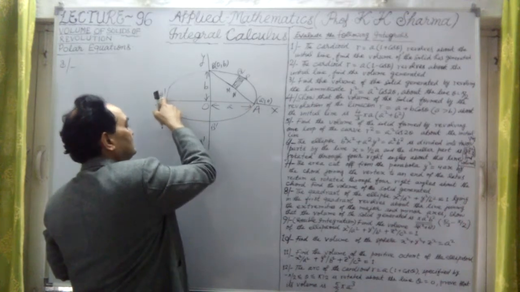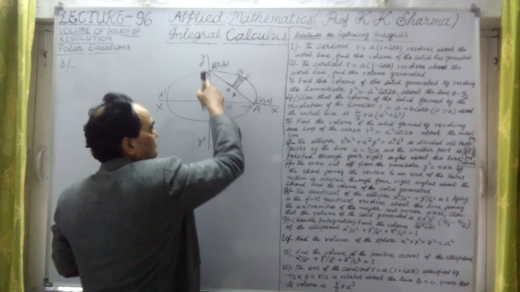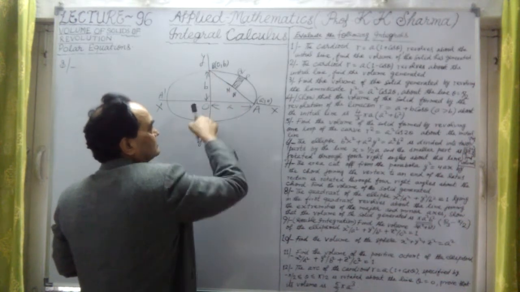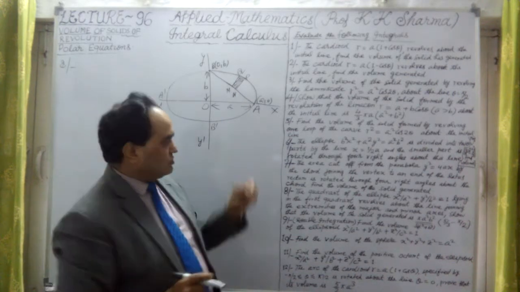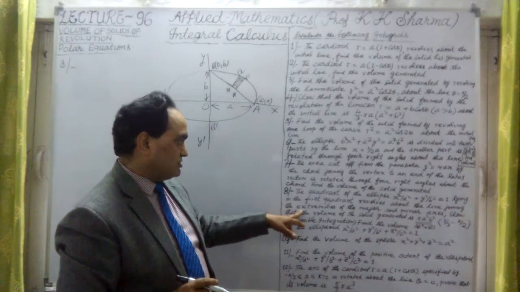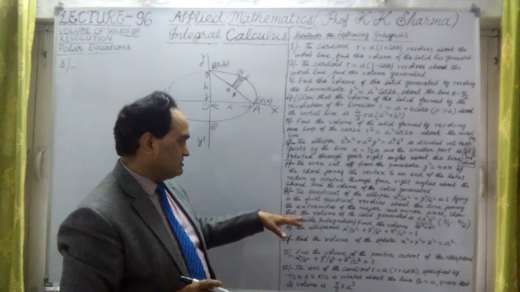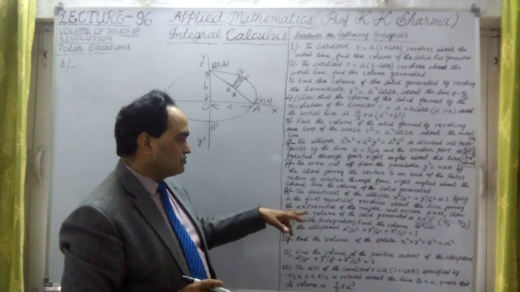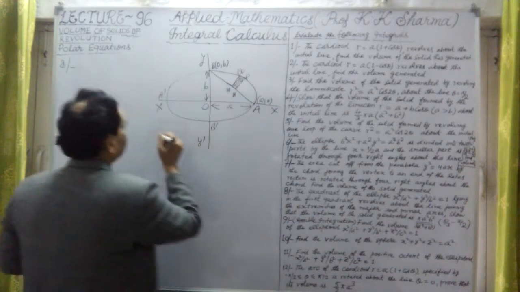The other extremity is A dash. This is one extremity A, and B is the extremity of the minor axis. So joining A and B, we get a chord, a line joining the extremities. About the line joining the extremities of the major and minor axis, show that the volume of the solid generated is this. Pi a square, let me write here.